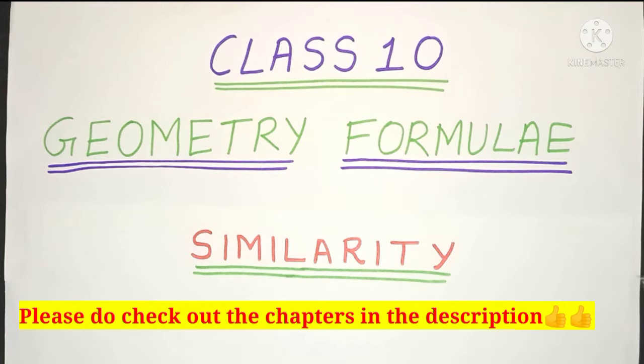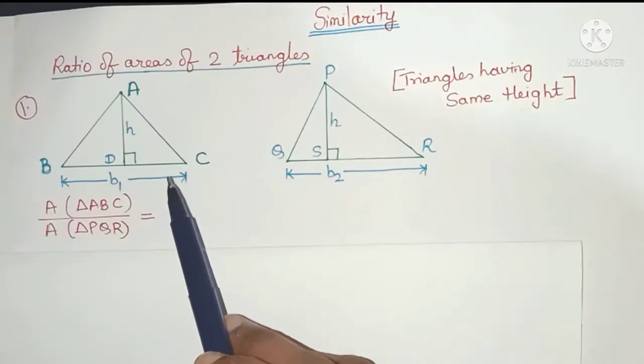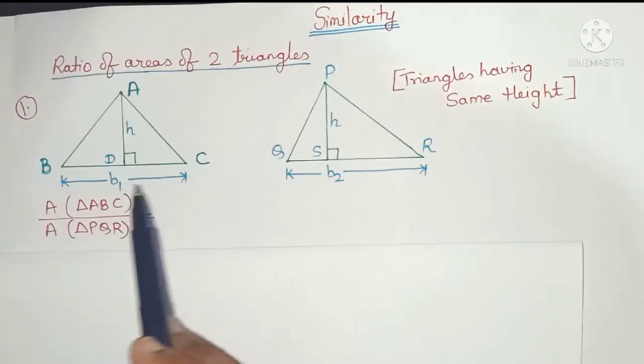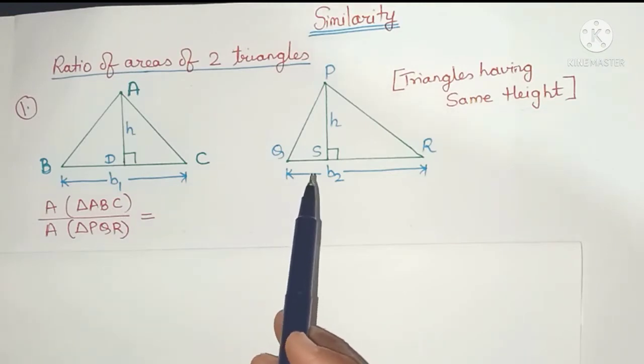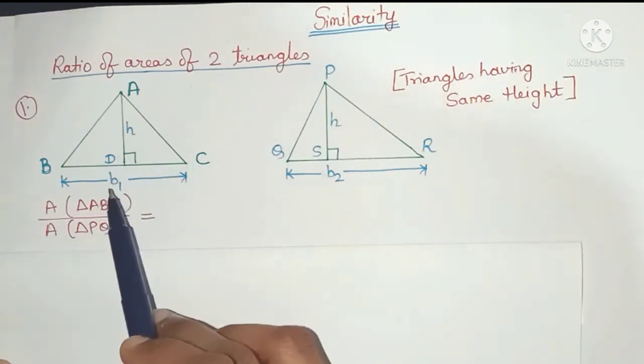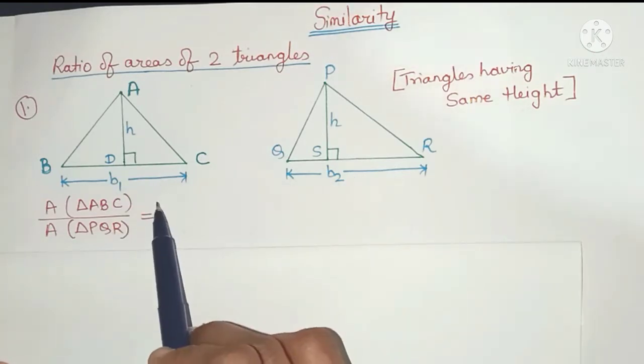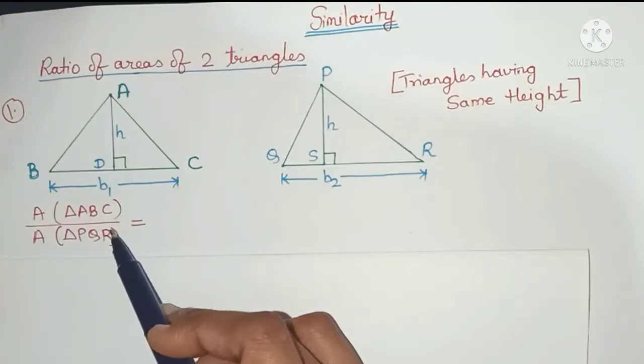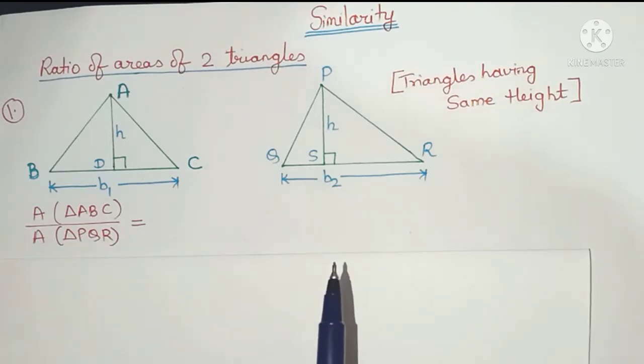So let's start. The first formula is about the ratio of areas of two triangles. So here are two triangles. They are not similar or congruent, but they have the same height h, and the bases are different. See B1 and B2. Then what will be the ratio of the areas of these two triangles?